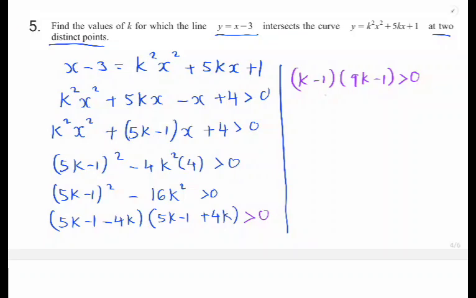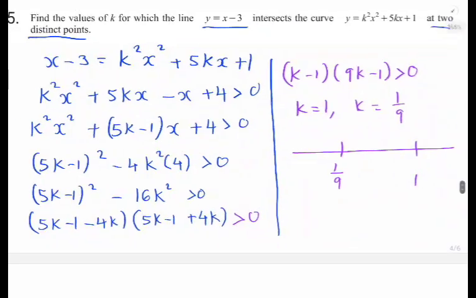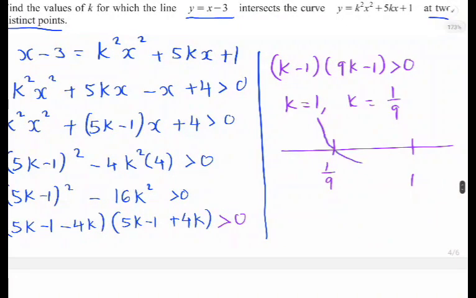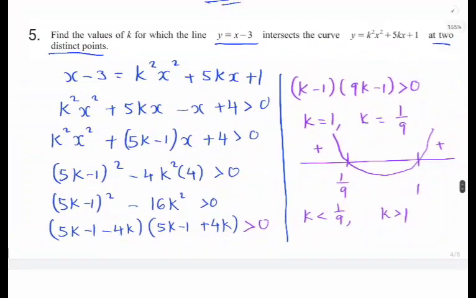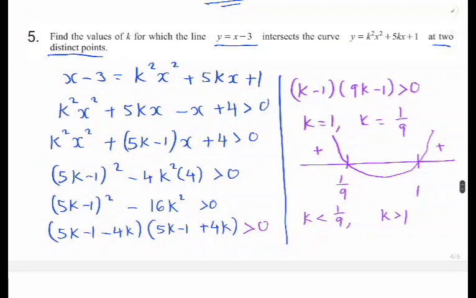So when you simplify, you get k minus 1, 9k minus 1. So k is equal to 1, k equals to 1 over 9. So you draw a line here, 1 over 9 here, k equals to 1 here. Now this is bigger than 0. That means you're looking for above the graph, somewhere here and here. So your answer is k is smaller than 1 over 9 and k is bigger than 1. That's the answer here. Okay, this is for number 5.